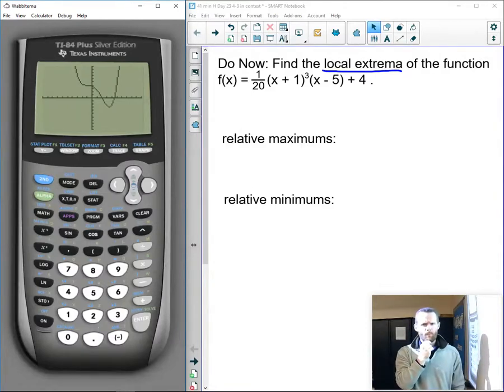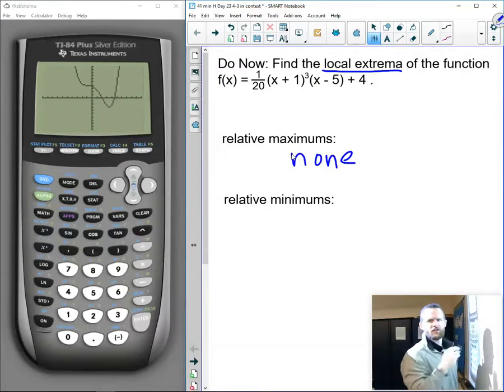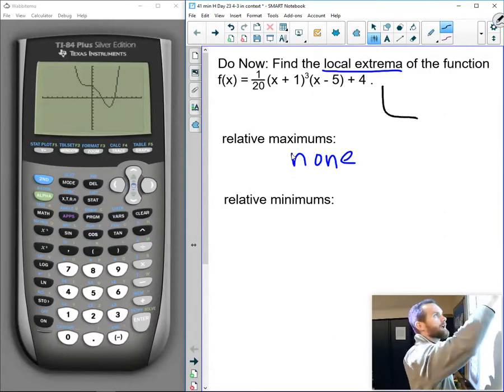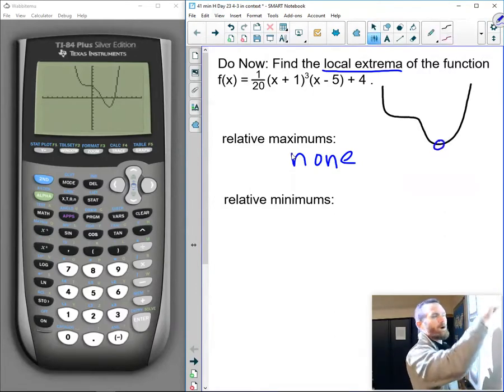So I don't see both relative maximums and relative minimums. I only see one. There are no relative maximums. So for relative maximums, I'm just going to say none. But there is a relative minimum. If I can draw sort of what the graph looks like, it looks something like this. The relative minimum is going to be right here.